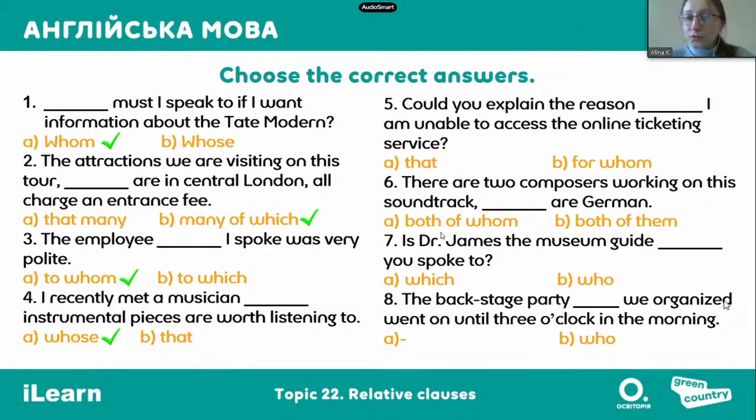Number 5. Could you explain the reason, Gap, I am unable to access the online ticketing servers? It might sound tricky, but anyway, explain the reason, Gap, I'm unable to access. Are we talking about people in this example or not? So remember that whom can be used if we talk about people. I see you changed your mind. Yes, that. We can say the reason why, or we can substitute that with that. The reason that. We will talk about this today.